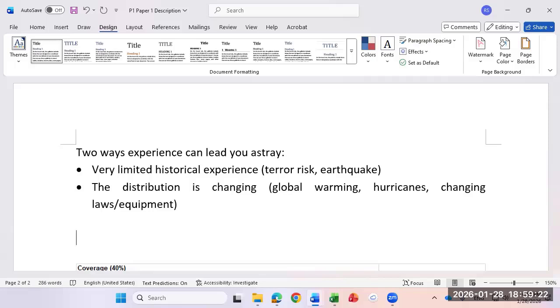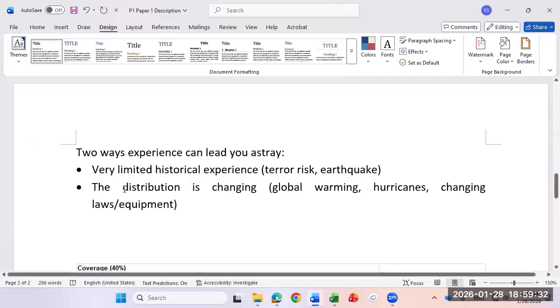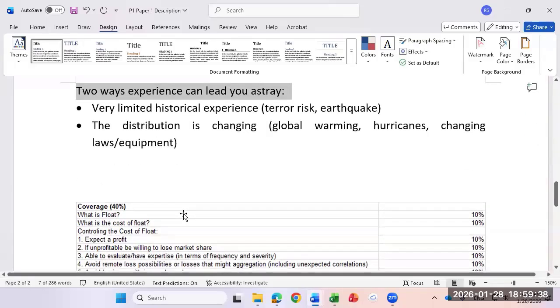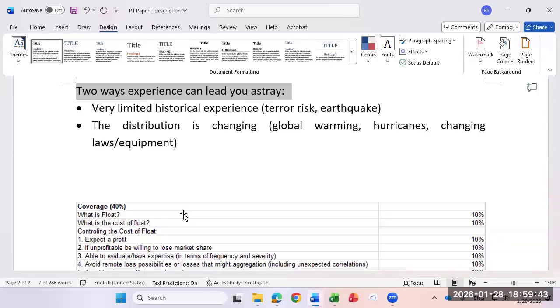He doesn't say this in the paper, he hints at it, but I want it in your paper because I think it's really, really critical. If I were interviewing with USAA, I would actually bring this up because I think it's really important to understand insurance. So how can experience lead you astray? And there's two ways. I actually talked some of this with my risk management class last night. Number one is there's just very limited history.